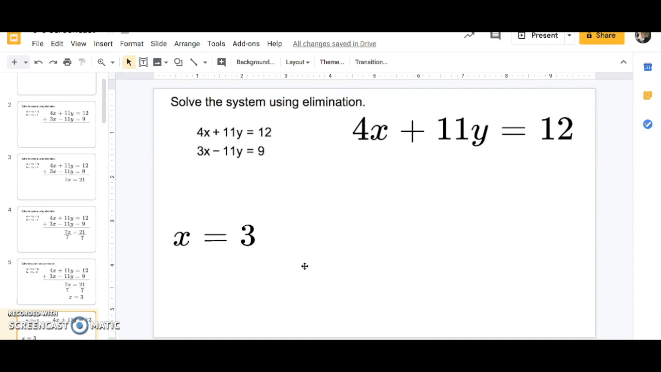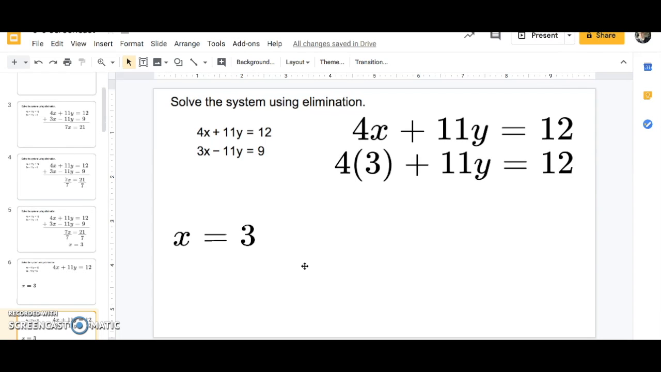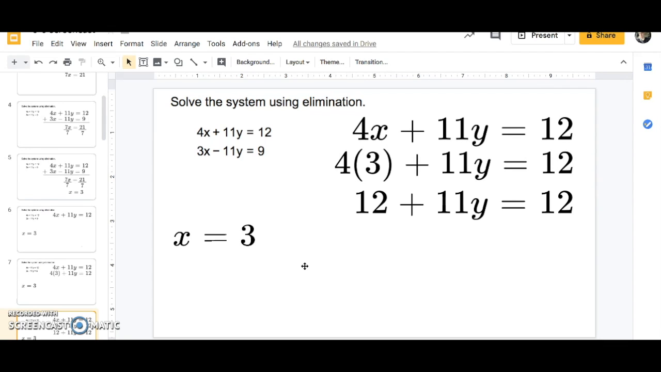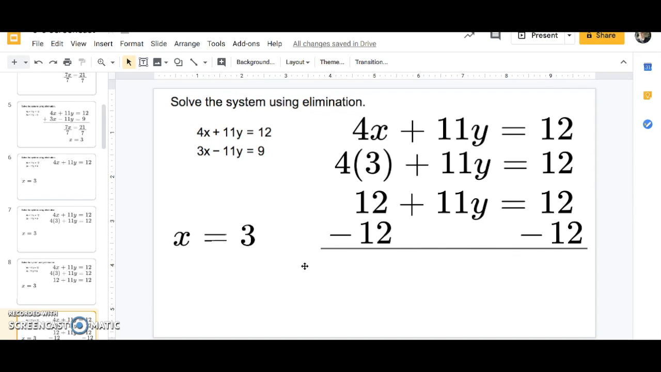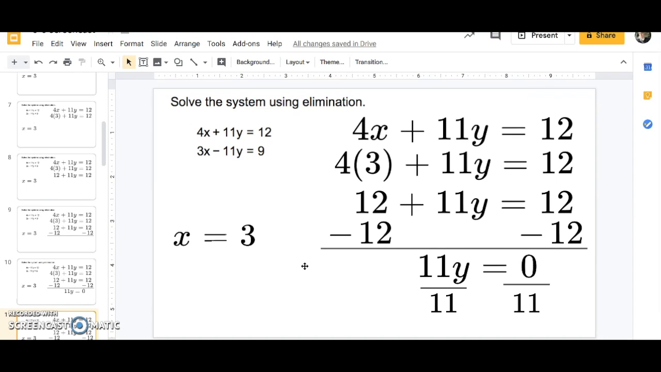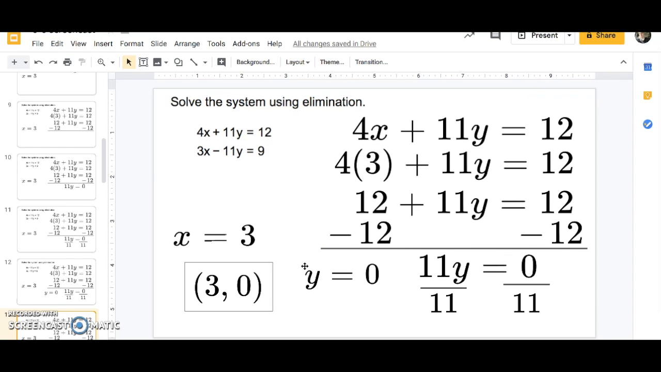Now to find y, we substitute x into either the first or second equation. I'll put it in the first. We have 4 times 3, take the x out, replace it with 3, plus 11y equals 12. 4 times 3 is 12. Then we subtract 12 from both sides and get 11y equals 0. Divide both sides by 11, and y equals 0. So our solution will be 3, 0.